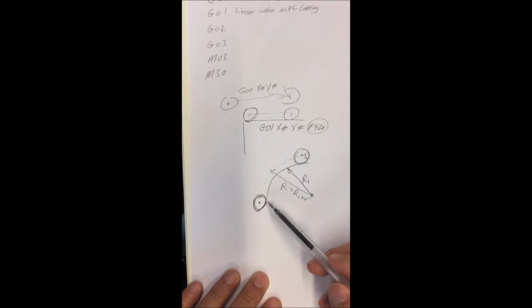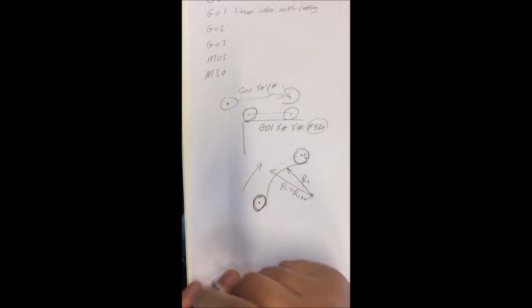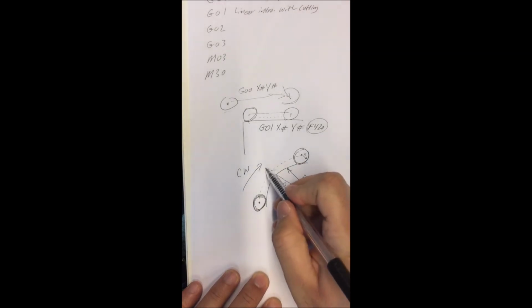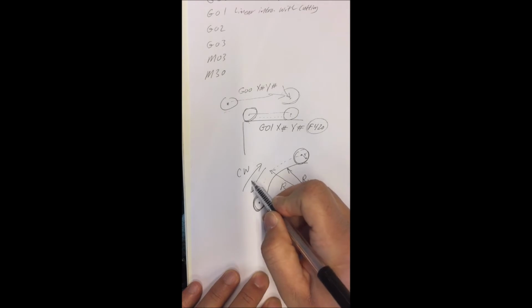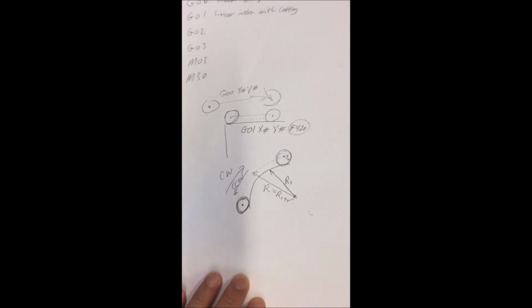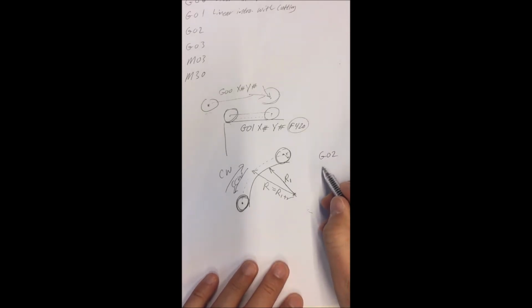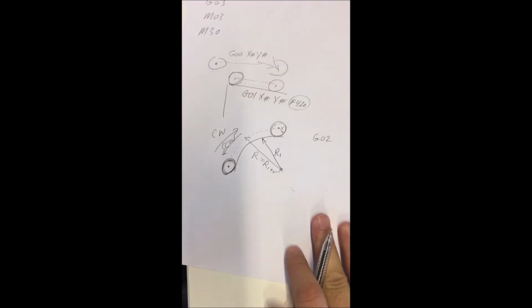So now, if I move the cutting tool from here to here, I'm moving in a clockwise direction, CW. If I move it the other way, from B to A, I'm going to make it counterclockwise. And that's what we are going to use for the G02. The G02 is going to be used with the clockwise rotation. The G03 is going to be used to make the counterclockwise rotation.